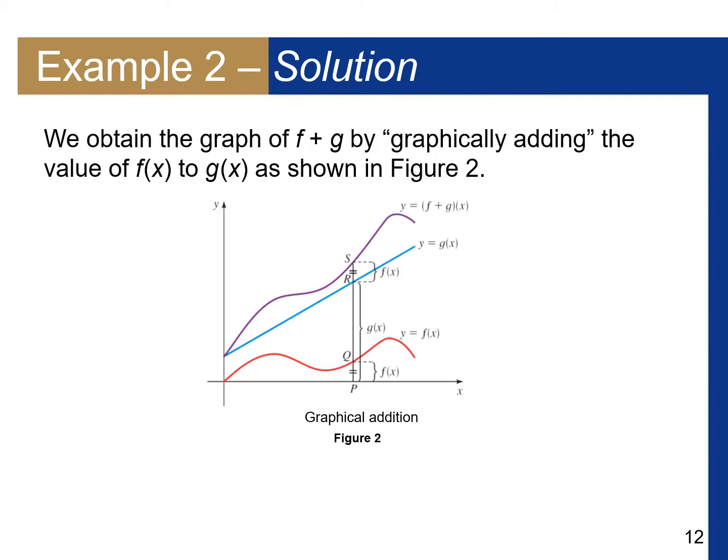So here it is. I take each distance from the x-axis to my function of f, and I come up here to g and I add that. So you can see it changed the slope because now we have it on a sloped line instead of a horizontal line down here.